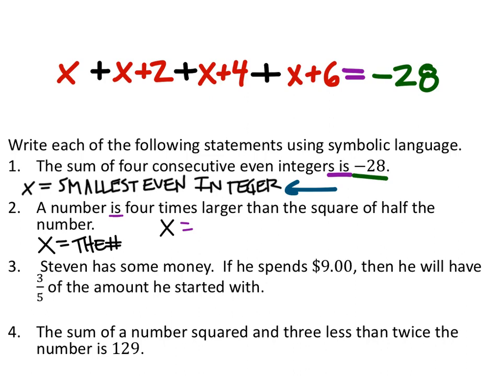Then it says that it's 4 times larger. So whatever it is, we're going to take 4 and multiply it by whatever it's 4 times larger than. Specifically, it says it's the square. Square is an exponent. And this one then says it's half the number. Well, half the number would be the number, but then we're going to cut it in half. So we'll divide it by 2.